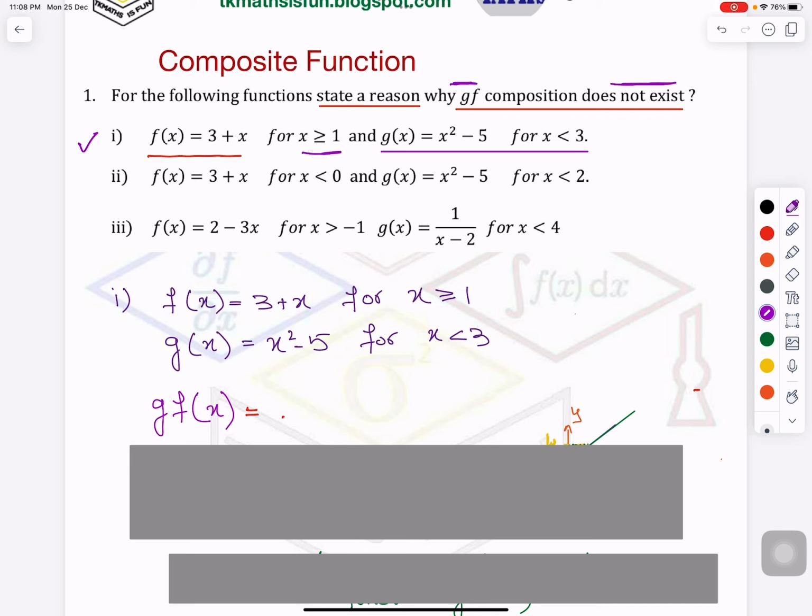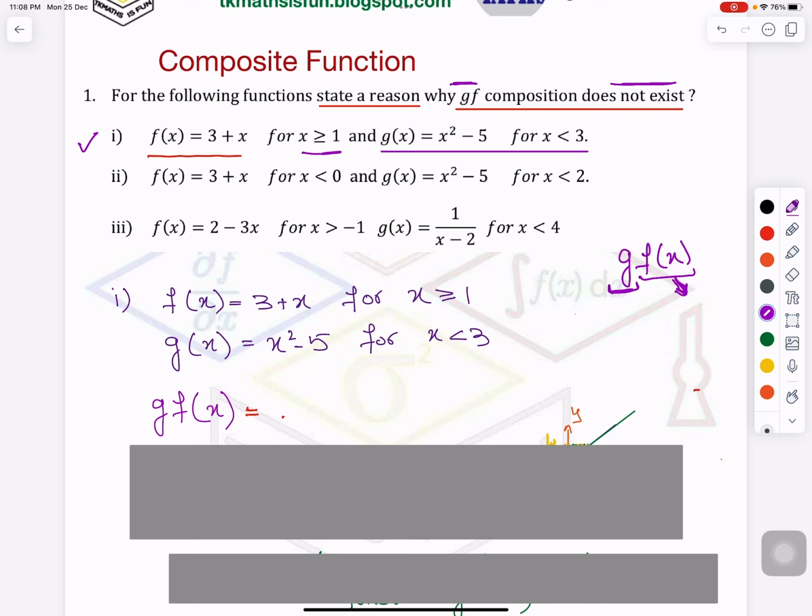Now you need to understand a few things here first before we move on. This is my composite function. This function is called the inner function and this is called the outer function. The inner one is also called the first function and the outer one is also called the second function. So if I use these words, you should understand what I'm talking about. Now, the inner function, which is the first function, is a linear function, 3 plus x.